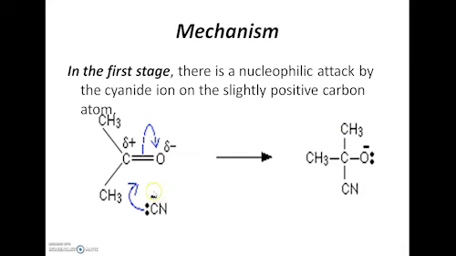Why does it act as a nucleophile? As you can see, it has a negative charge and it has a lone pair too. As a result of this, the pi electrons move towards oxygen, making the oxygen fully negative. The double bond changes into a single bond and the cyanide ion attaches here. So this CH3 was there, this CH3 was there, this oxygen was partially negative, now fully negative, and here the cyanide is attached.